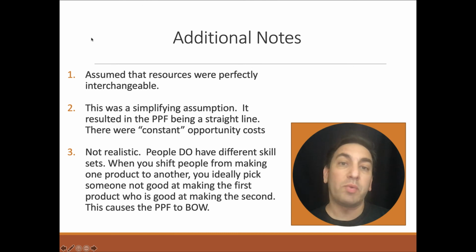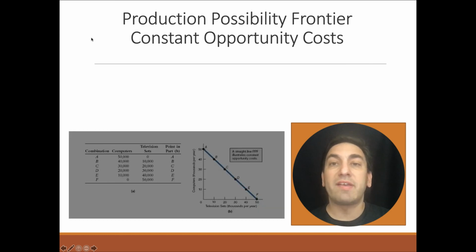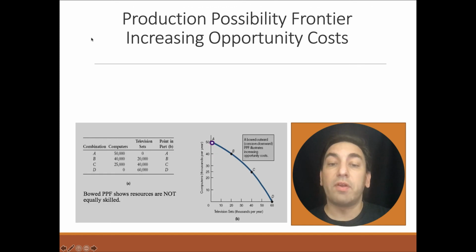However, that's not a realistic assumption. Some people are better at doing one thing than another. When we look at where opportunity costs are not consistent, that opportunity cost will have a bow. So I want to show you what that looks like on the next two graphs. So here's a graph where we have a consistent opportunity cost. When we go from 50,000 computers to 40,000 computers, we are giving up 10,000 computers and we gain 10,000 television sets. No matter where we are on that curve, the rise over the run is consistent. It is consistent everywhere. That is different than what we have here.